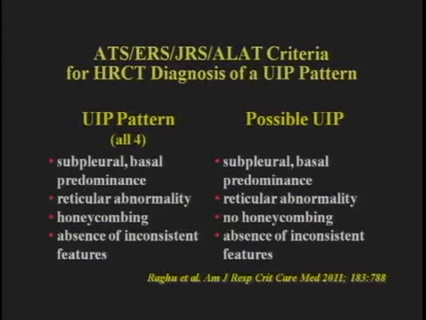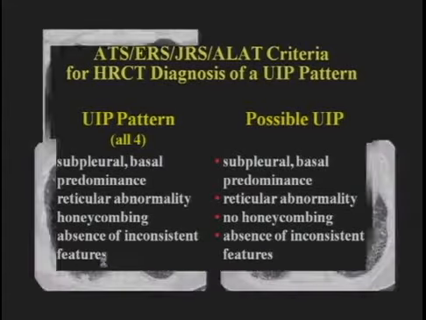Now, this is what they mean by a UIP pattern on high-res CT. UIP pattern: a subpleural basal predominance of abnormalities. Okay, we've seen that. Reticular abnormalities, we've seen that. Honeycombing, and then no inconsistent features, and I'll tell you what those are in a second. If those 4 criteria are met, then it's definite IPF, or definite UIP pattern. Possible UIP pattern is exactly the same thing, but without honeycombing. So honeycombing is necessary to make a definite diagnosis of a UIP pattern.